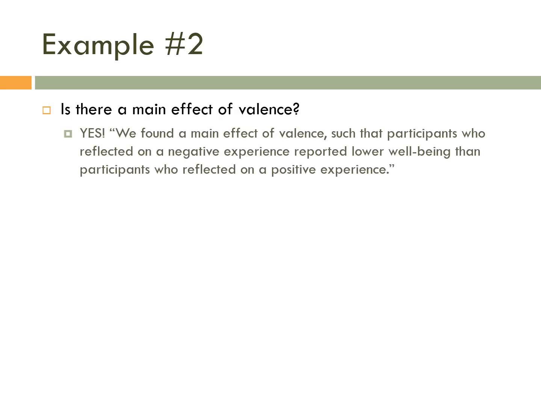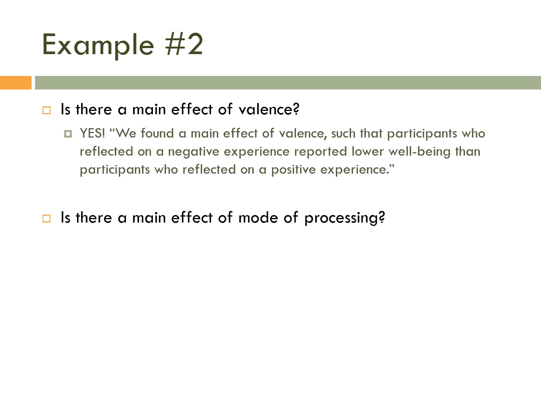We found a main effect of valence such that participants who reflected on a negative experience reported lower well-being than participants who reflected on a positive experience. Yay, we found something interesting. And we could have done this if we had only run an experiment where we were just talking to people about their negative versus positive experiences. If we had never done mode of processing in our experiment, this is exactly what we would have found. The main effect would have been there.